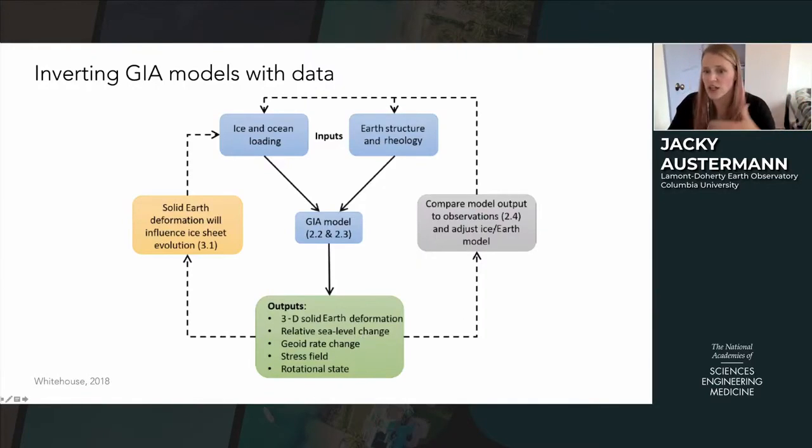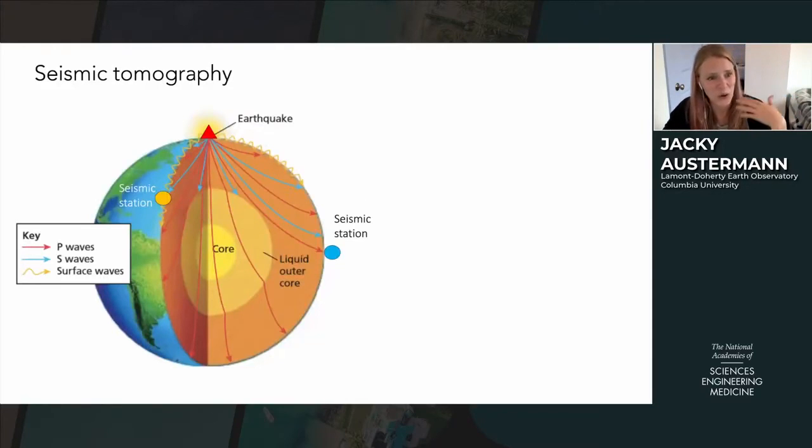We make a prediction, we can compare that to sea level observations and then adjust the ice and the Earth model accordingly. So the crux here is, of course, what does it mean to adjust the ice and the Earth model accordingly? I'm going to show you one approach of how to do this now, where we're just going to be adjusting the Earth model and we're going to lend the methodology from seismology. So essentially what we want to solve is an inverse problem.